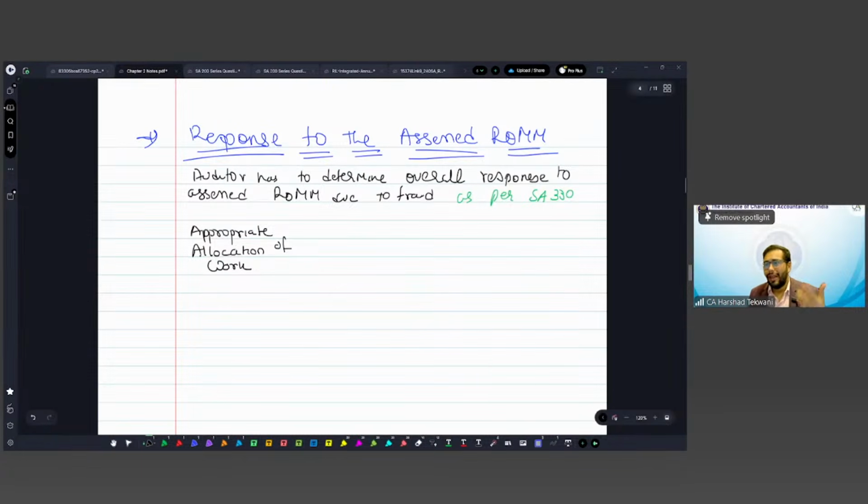Okay. But when I talk about testing, let's go to the test of details, not the test of controls. For the time being, I'm keeping the test of controls aside. Okay. Let's talk about test of details. Am I only required to check numbers in test of details? That is a misconception, that when we talk about testing, we only talk about numbers.